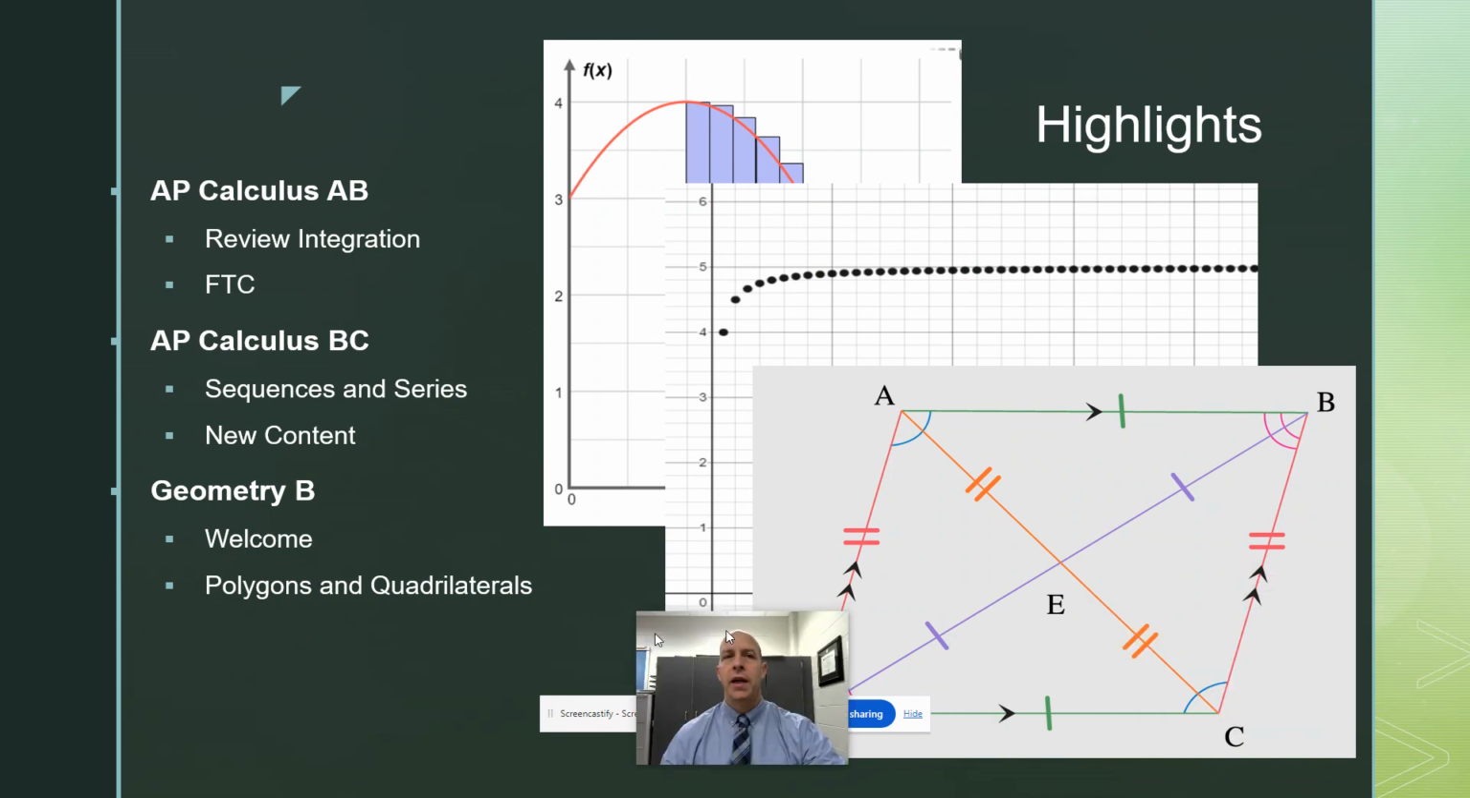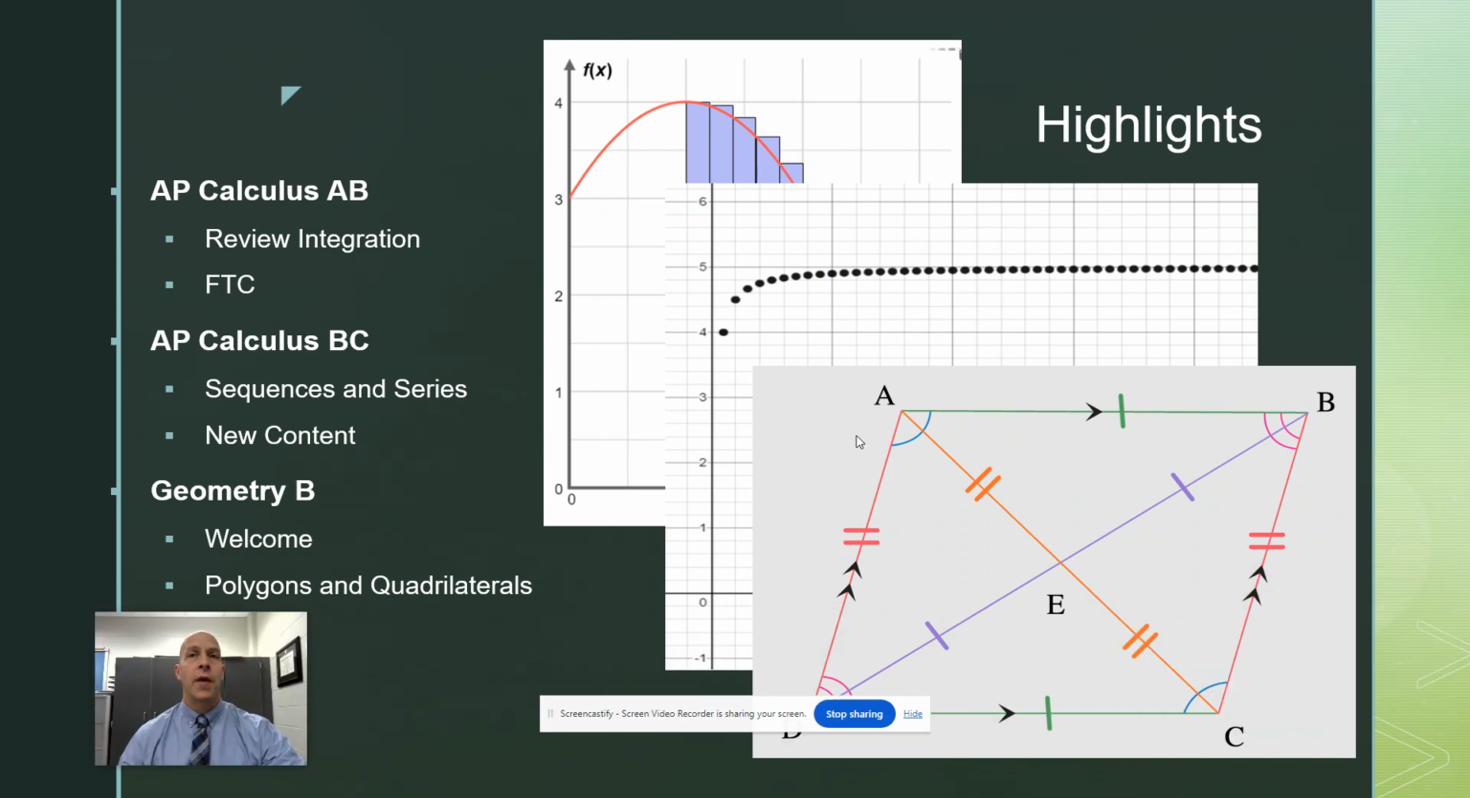In geometry, if you're a new geometry student, welcome, or parent. We are going to start off by looking at chapter 7, which is on polygons, and specifically we're going to look at these things called quadrilaterals. So here we can see we've got a parallelogram, which has a lot of nice properties.